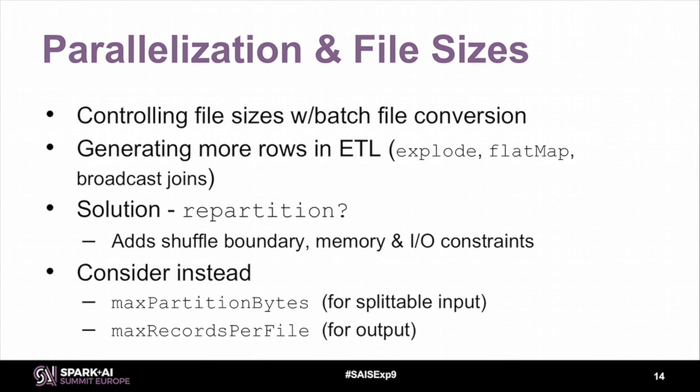The other thing is, as you're writing data out, you may want to control the file size again. Another option there on output is max records per file. You can set a cap on the number of records you want to write out, and each task, as it's writing data out, will keep a counter. Once it reaches that limit, it'll close that file and write a new file. So that's a good way of managing file size without having to repartition and introduce an additional shuffle step.